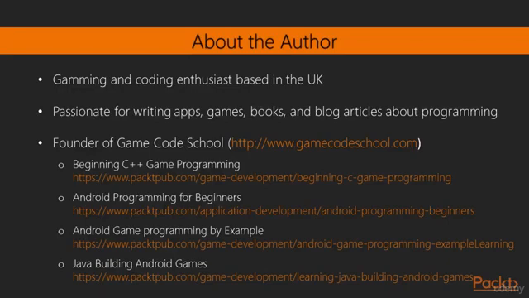John Horton is a coding and gaming enthusiast based in the UK. He has a passion for writing apps, games, books, and blog articles about programming, especially for beginners. He is the founder of Game Code School, which is dedicated to helping complete beginners start coding using the language and platform that are best for them. He has authored many technological books, most recently these.